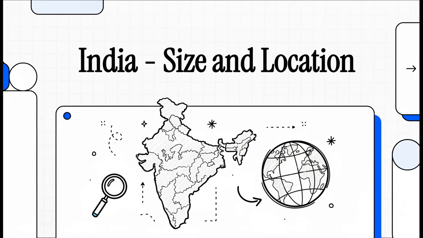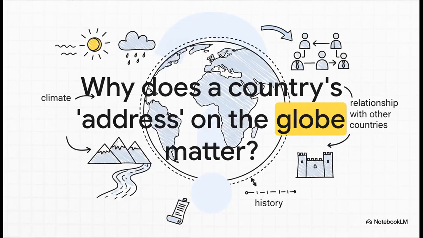Welcome, students. Today, we're going to start a very interesting and important chapter from your geography book. We'll be going on a geographical tour of our own country, India, to understand its size and its location on the world map. But before we begin, let's just think for a moment.